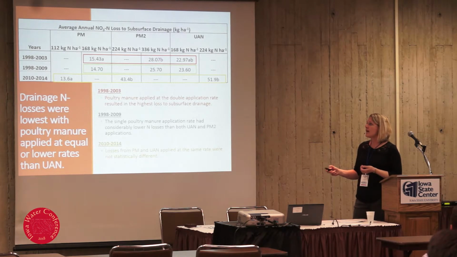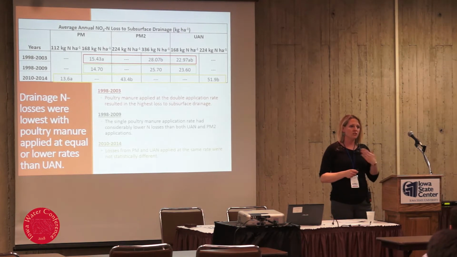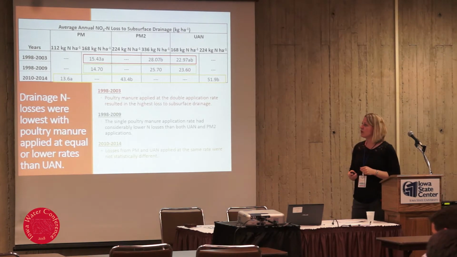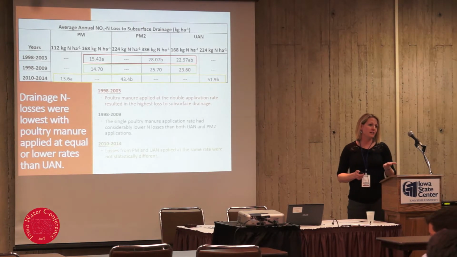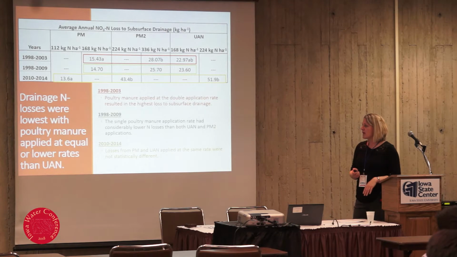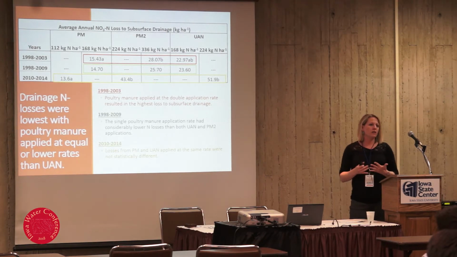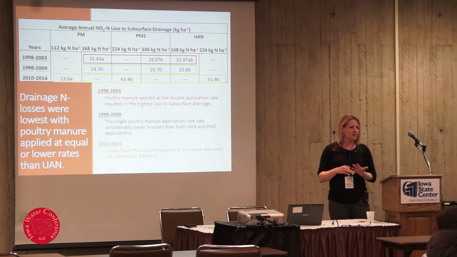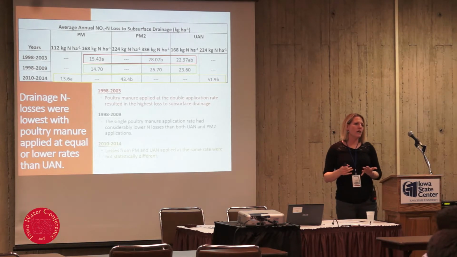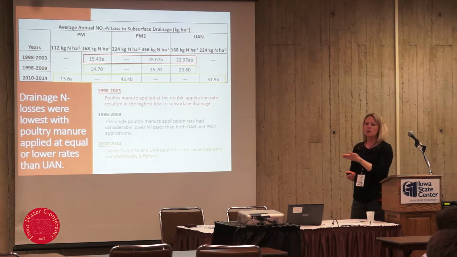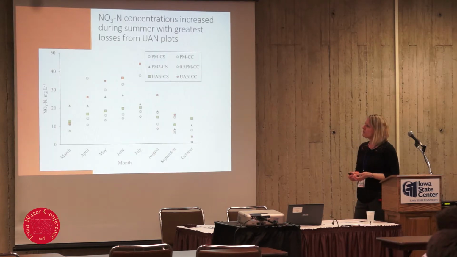And then when we apply at half the poultry manure application, of course, we expected to see the lower nitrate removal. So this has been encouraging for egg producers to see that the poultry manure had either a positive benefit on nitrate water quality or at least a comparable loss to the UAN.